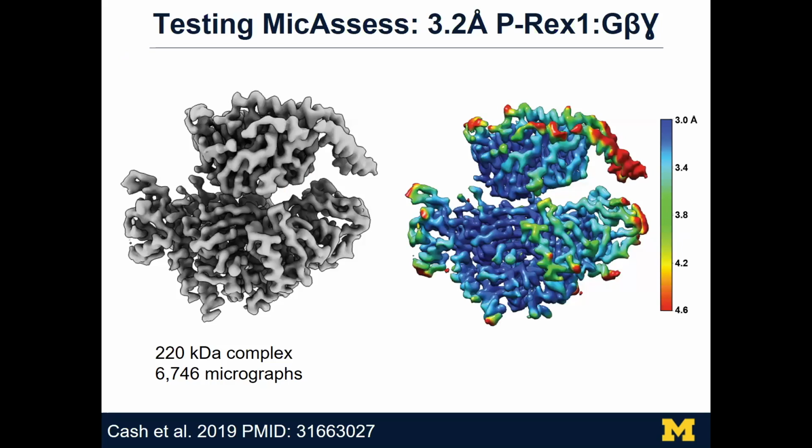So we use a challenging in-house data set to test MicAssess. This data set is from a protein called P-Rex. It is a mixture of untilted and tilted data, and it's a pretty challenging data set. It has a lot of bad micrographs. And if all these bad micrographs make it through the pipeline downstream, it will make it difficult to process.